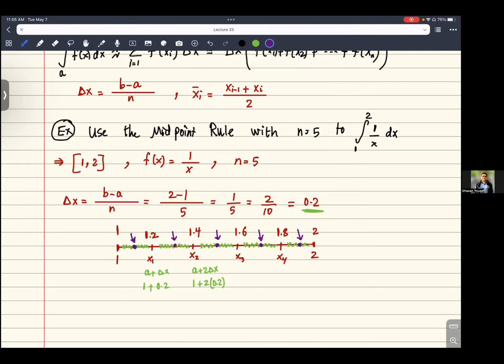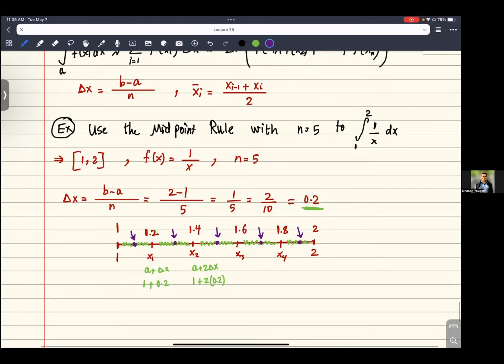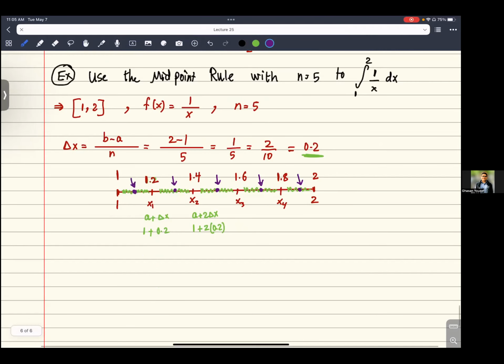So how can I find these midpoints? I have to use the formula. The formula says add 1 plus 1.2 divided by 2. Make sense? So the first midpoint is the same as 1 plus 1.2 over 2. And this is equal to what? 2.2 over 2, and this is equal to 1.1.